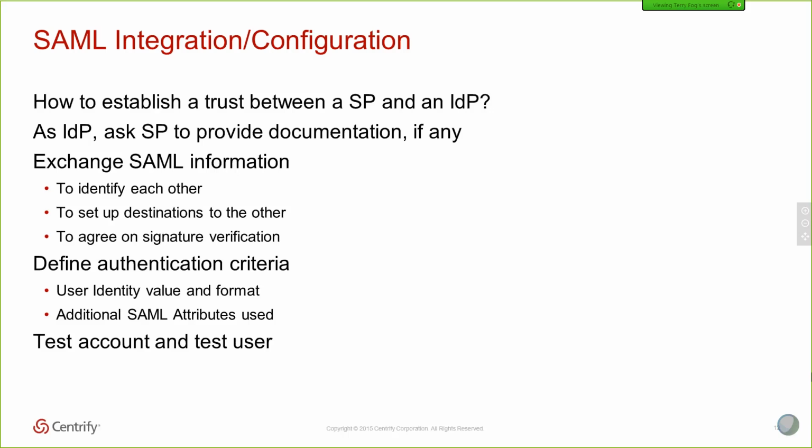So just think about it as two parties wanting to send mail to each other. I need to know who the recipient is, what name I put on the envelope and what address. And then in addition, if there are any SAML attributes to be used, the service provider is supposed to provide that information, telling us what attribute names to enter and what values they're expecting. Okay. And then to actually test that it works, preferably they could provide a test account and test user.